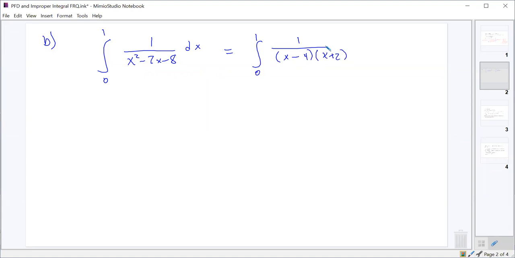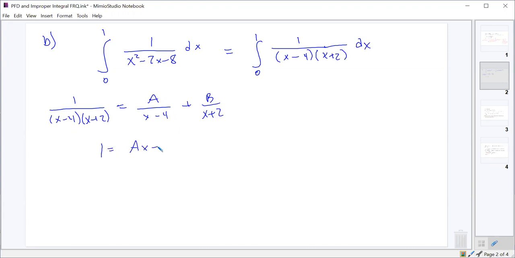And we would see that both the discontinuities are not on our interval, which is an important thing to check, because if one of those discontinuities is on our interval, then it's an improper integral. But since 4 and -2 are not on that interval, this is just a regular partial fraction decomposition one. So we're going to say 1 over x minus 4 times x plus 2 is equal to a over x minus 4 plus b over x plus 2, which is going to then give us, if we multiply by x plus 2 here, we're going to get 1 equals ax plus 2a, and then plus bx minus 4b.